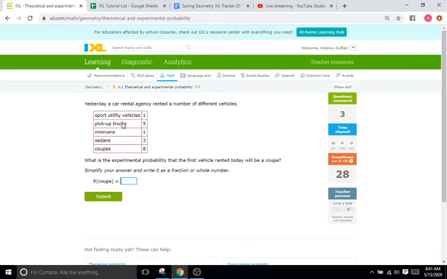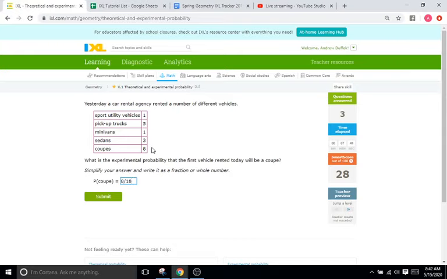Yesterday, a car rental agency rented a number of different vehicles. What is the experimental probability that the first vehicle rented today will be a coupe? All right. So we'll look over here and we'll see how many coupes are available. So it says 8. So 8 is going to be the 8 different kinds of coupes we can choose. And then all over, how many cars are there? So we have 1 plus 5 is 6, 6 plus 1 is 7, 7 plus 3 is 10, and 10 plus 8 is 18. So we have an 8 over 18 chance that we're going to choose that coupe.